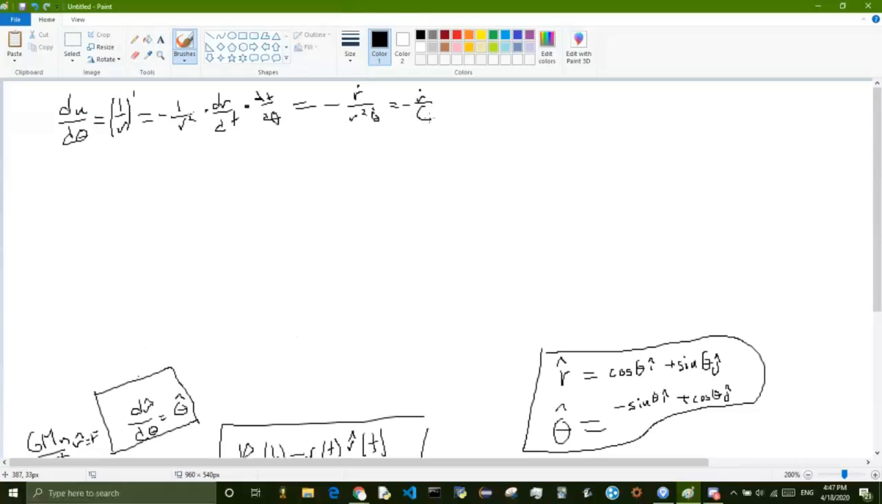Negative r dot over c. And this becomes very useful when we take the second derivative, d squared u d theta squared equals negative r dot c prime, simply equal to.